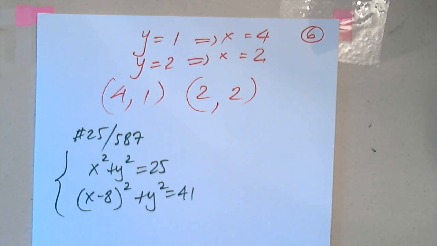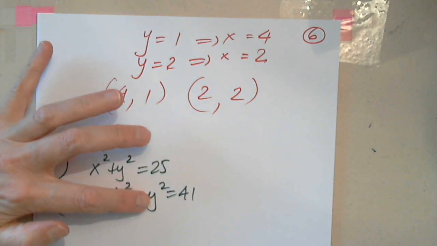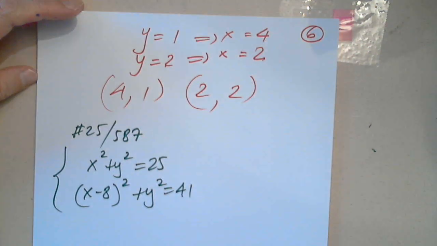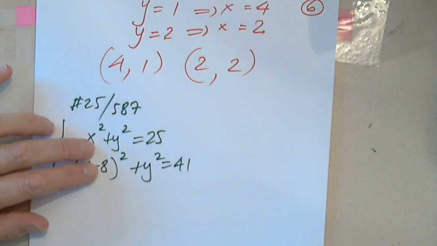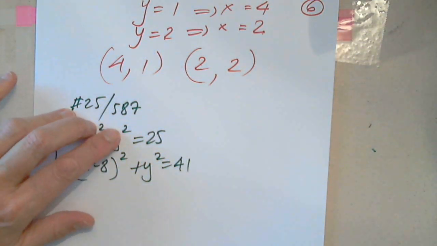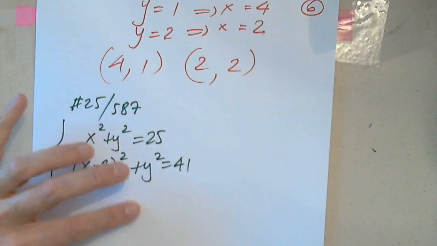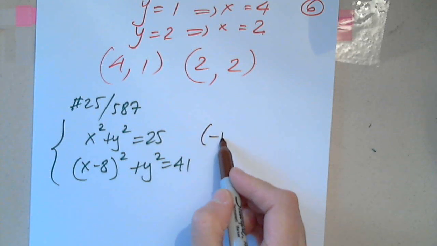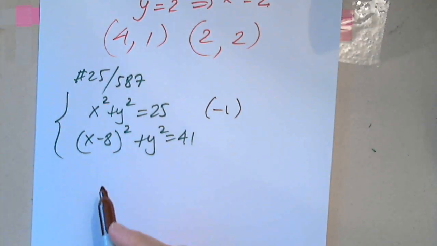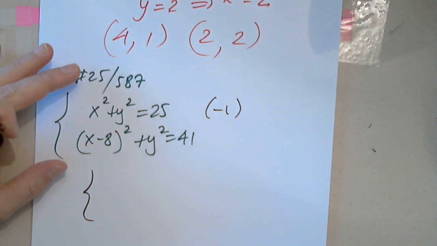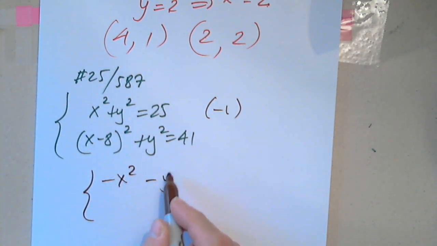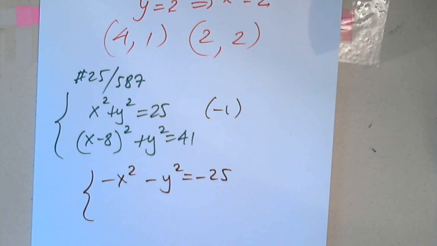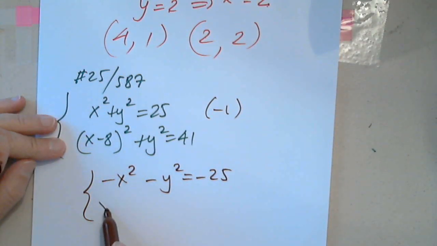Can I use substitution? Yes, I can. I can substitute for y if I want to, but it's easier if I use elimination. I cannot eliminate x squared. These are not the same, but I can definitely eliminate y squared. So I'm going to multiply the first equation by -1. When you use elimination, please keep the equations together. Negative x squared minus y squared equals -25. I copy the second equation.